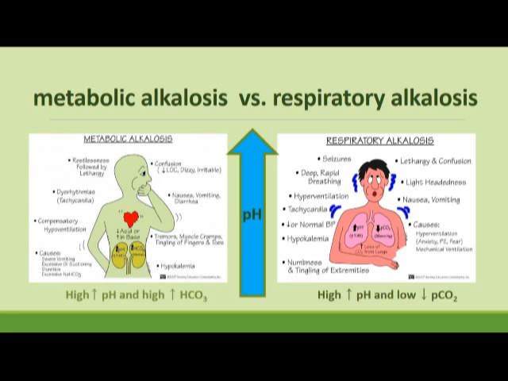Now, you can distinguish between metabolic alkalosis and respiratory alkalosis. Obviously, both are alkalosis. Therefore, both pH levels are above the normal range. But in metabolic alkalosis, pH and HCO3 are going in the same direction, in the kidney. But in respiratory alkalosis, pH and PCO2 are going in the opposite direction.